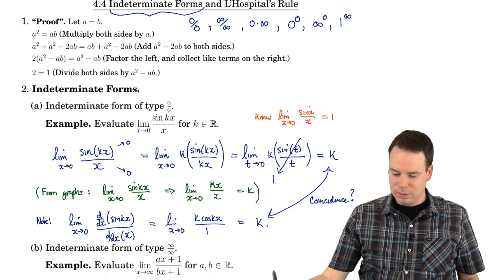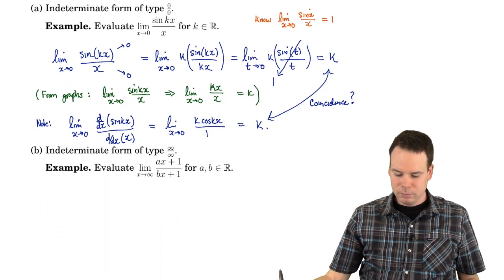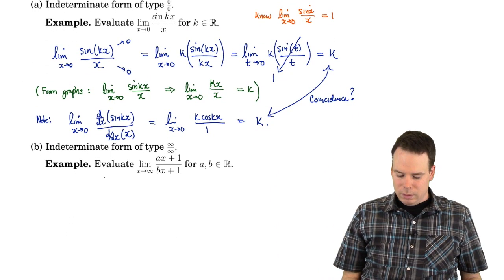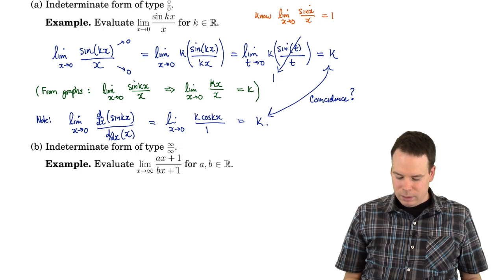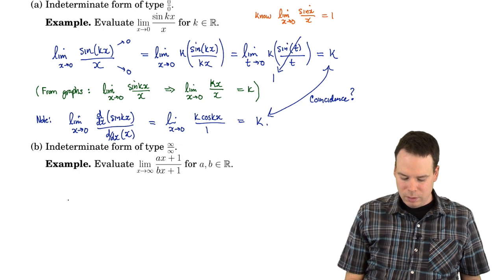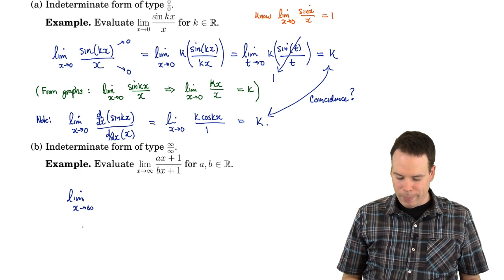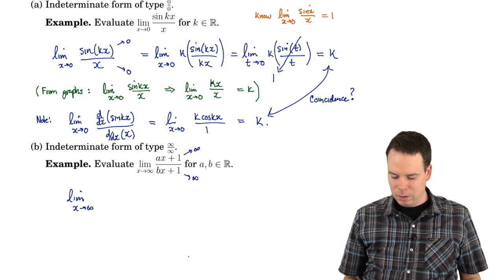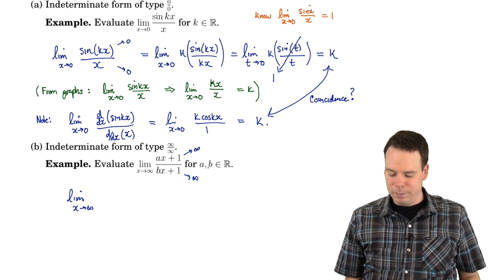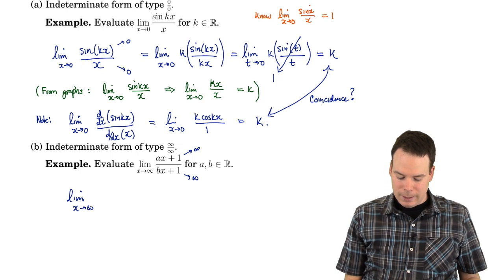Well, let's look at another example. Let's look at a limit of the form, as x goes to infinity, of (ax + 1) over (bx + 1). This is another one that we've seen how to do before. In this case, this was of type infinity over infinity, because as x goes to infinity, the top goes to infinity and the bottom goes to infinity. It's either positive or negative infinity; it all depends on what the signs of a and b are.